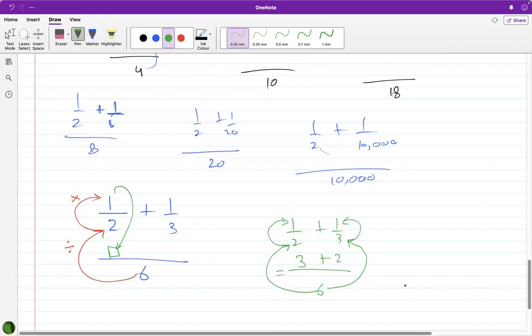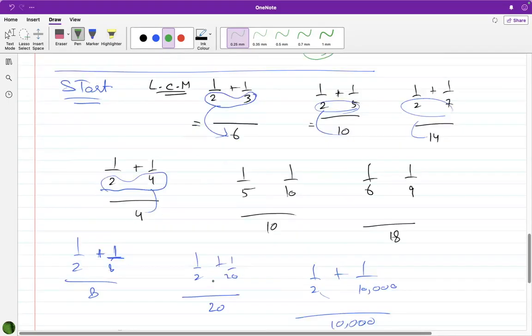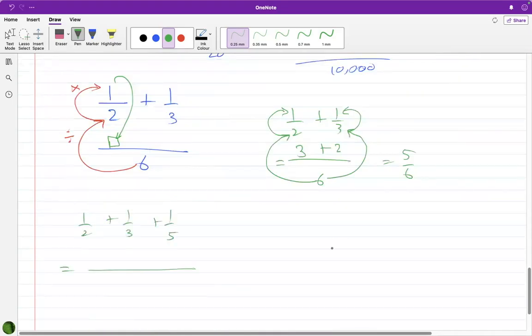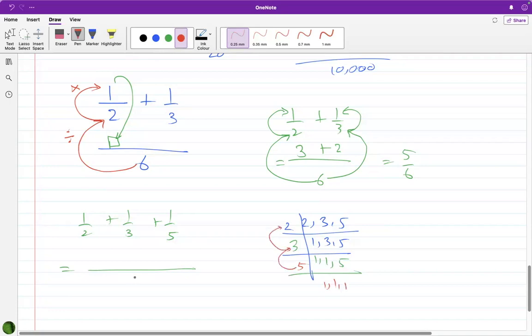Now let's try this question again. 1 by 2, 1 by 3, and 1 by 5. If we do not know what the LCM is orally, what we could do is we can always go for prime factorization. This is 2 1 times, 3 and 5. Then we have 3. We always start off with the smaller number. Then we have 5. And we know that 5 3 times is 15. 15 2 times is 30. Any objection that the LCM is 30? No.